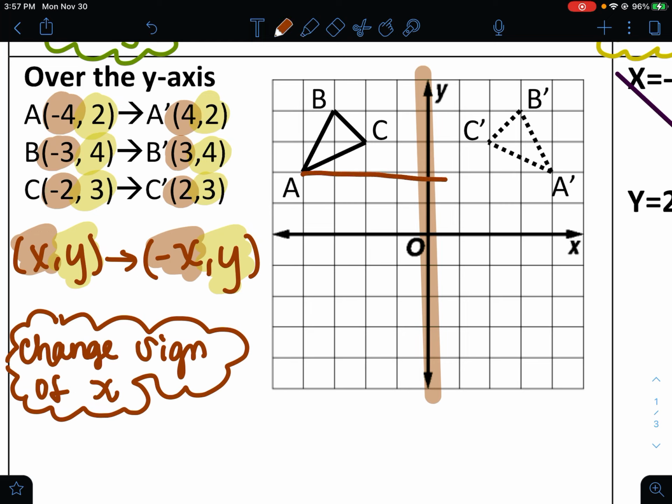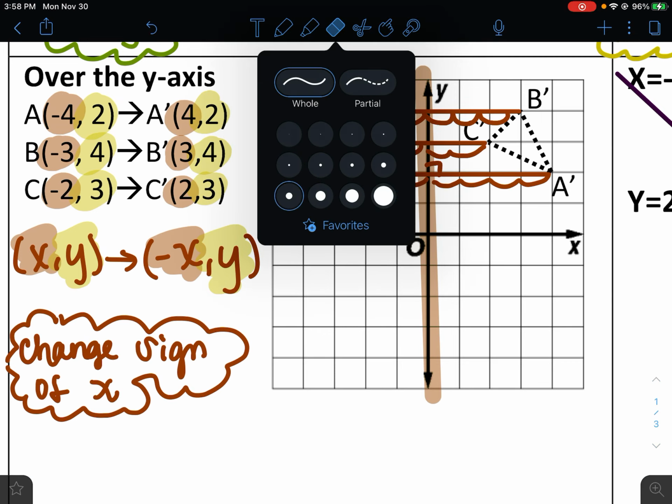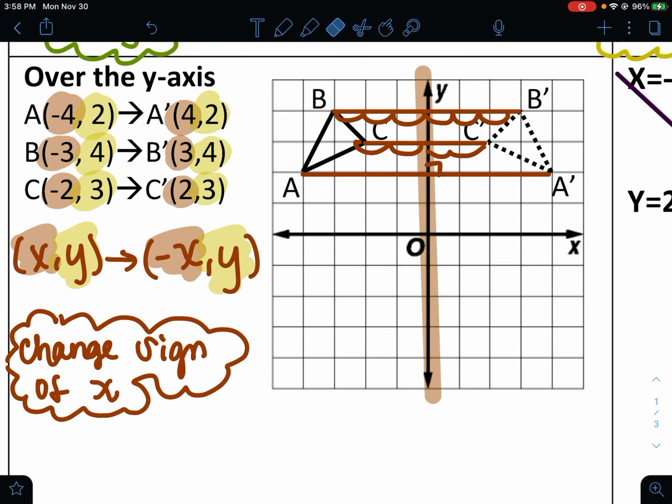Let's take a look at the graph. So from A to A prime, we have a nice perpendicular line, and 1, 2, 3, 4, and 1, 2, 3, 4. It's equal on both sides. Same thing with C. 1, 2, 1, 2, equal on both sides. Same thing with B. 1, 2, 3, 1, 2, 3. So again, we're seeing that these are equal or congruent on both sides. Okay, so each of these are congruent on both sides.